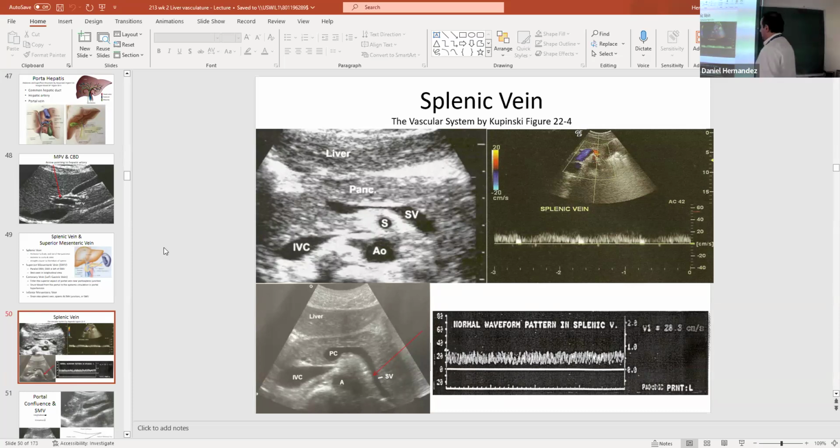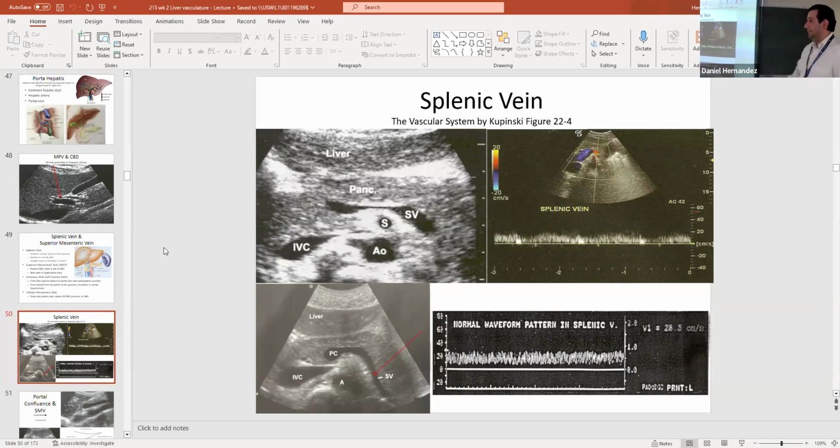In terms of flow direction, we still refer to the splenic vein as being hepatopedal because that blood flow is flowing towards the liver. Normal flow direction should be coming from the spleen, up towards your transducer, towards that portal confluence and the main portal vein. So in this view, it should be above the baseline.